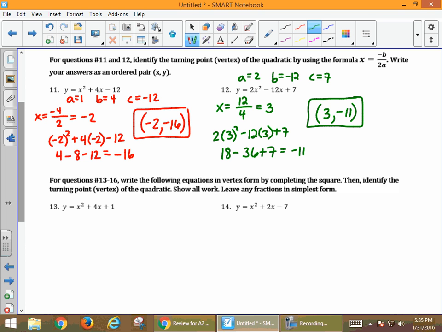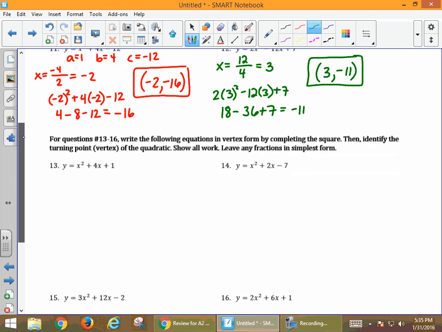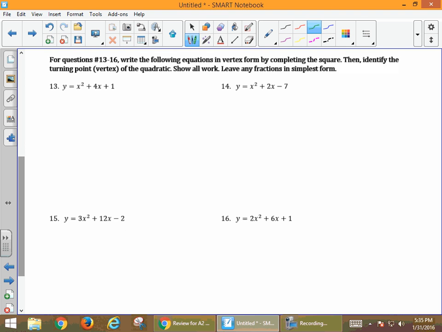For questions 13 to 16, write the following equations in vertex form by completing the square. Then identify the turning point of the quadratic, show all work, leave fractions in simplest form. If we are going to complete the square, we must clear the constant first. So I will subtract 1 on both sides of 13. So y minus 1 equals x squared plus 4x.